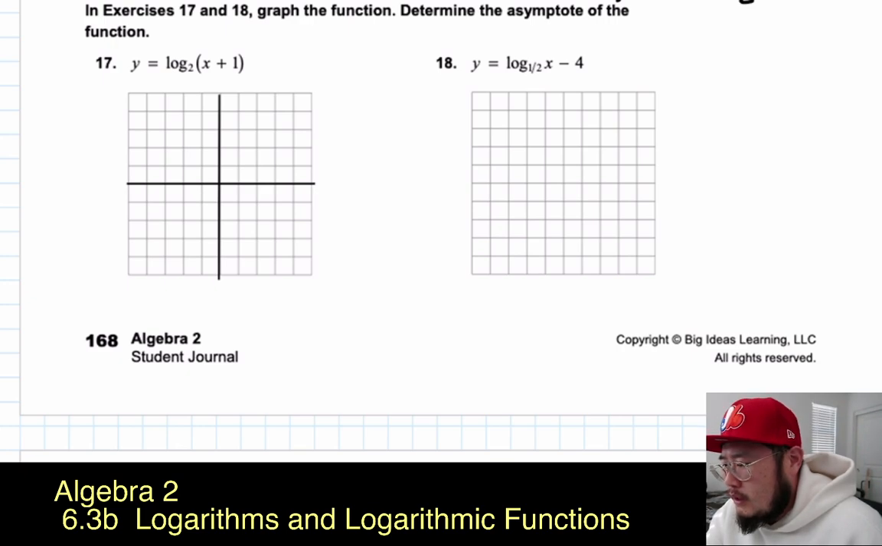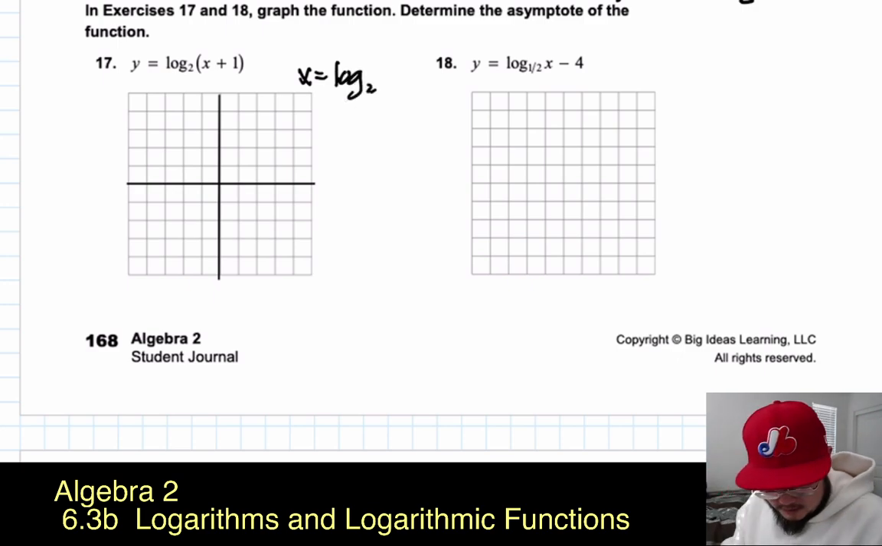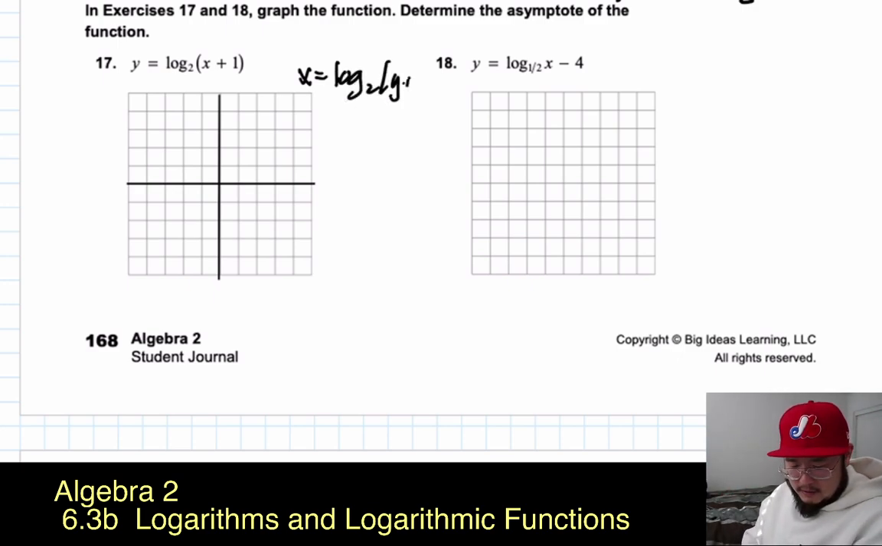To start off right here, what you're going to have to do is take x and y and find the inverse of each other. So let's go ahead, and we now have x is equal to log base 2 of y plus 1.